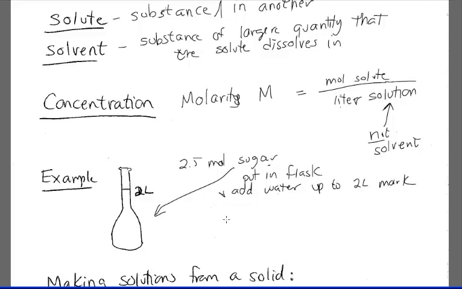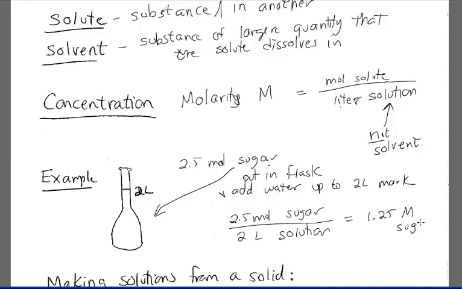Okay, so then the concentration would be 2.5 moles of sugar, because that is our moles of solute. Sugar's our solute. And it's per 2 liters of solution. All right, and let's say that we're doing it with 3 sig figs. Let's say it's 2.00 liters of solution. Then we can calculate that we have 1.25 molar sugar solution.